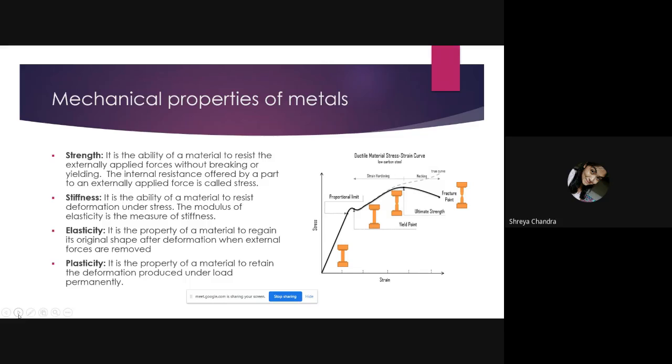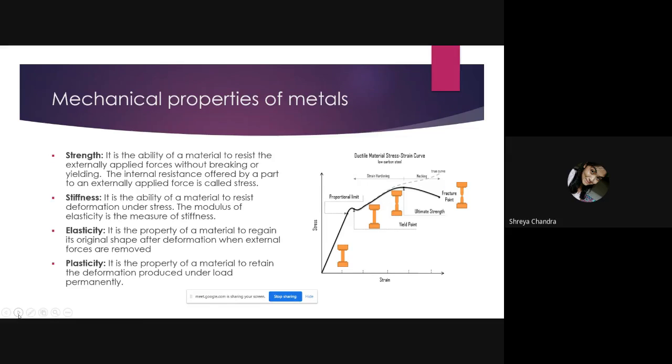Now what is stiffness? Stiffness is the extent to which an object resists deformation in response to the force which is applied from outside. It is a complementary concept to flexibility, kind of. The more flexible the object, the less stiff it is.